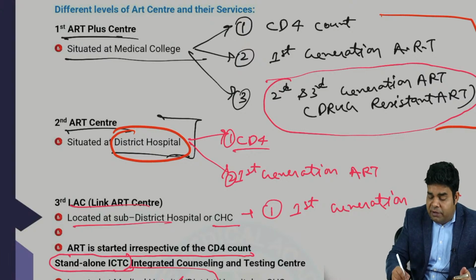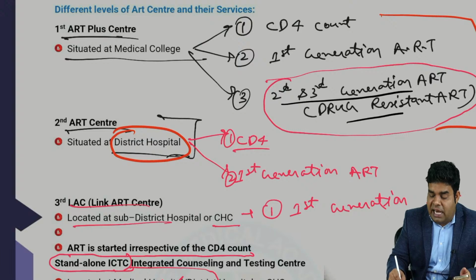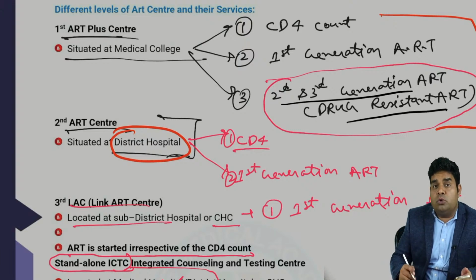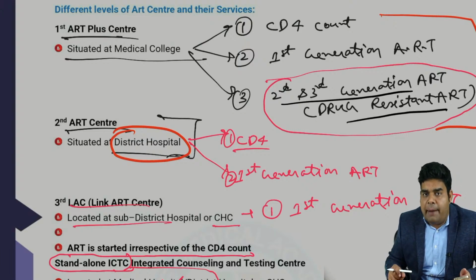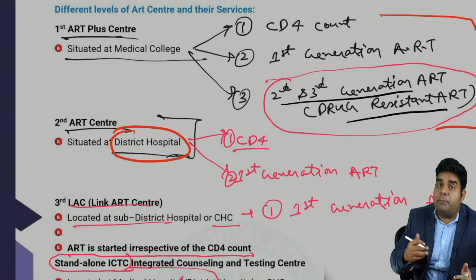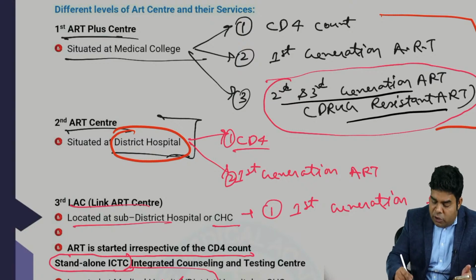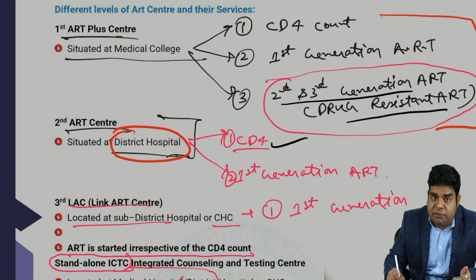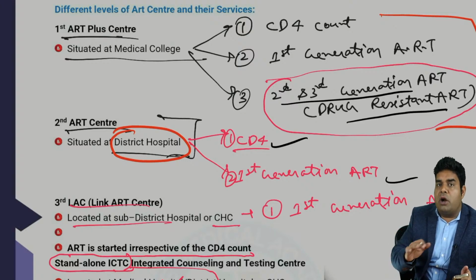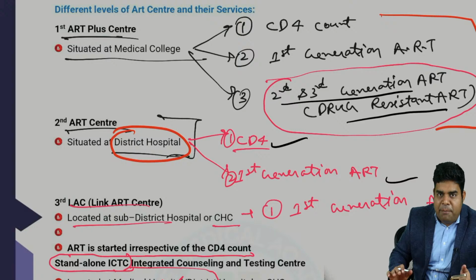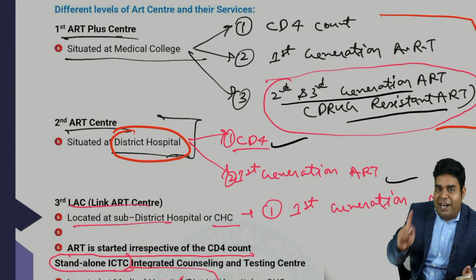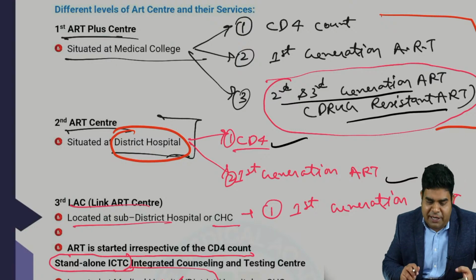you cannot give treatment to drug resistant HIV cases, because to give this treatment, you need a microbiology lab and an MD medicine, which are many a time not present at district hospital. So district hospital can do CD4 count and give treatment to those patients who are not drug resistant, first generation, but district hospital or ART center will not have second, third generation ART.